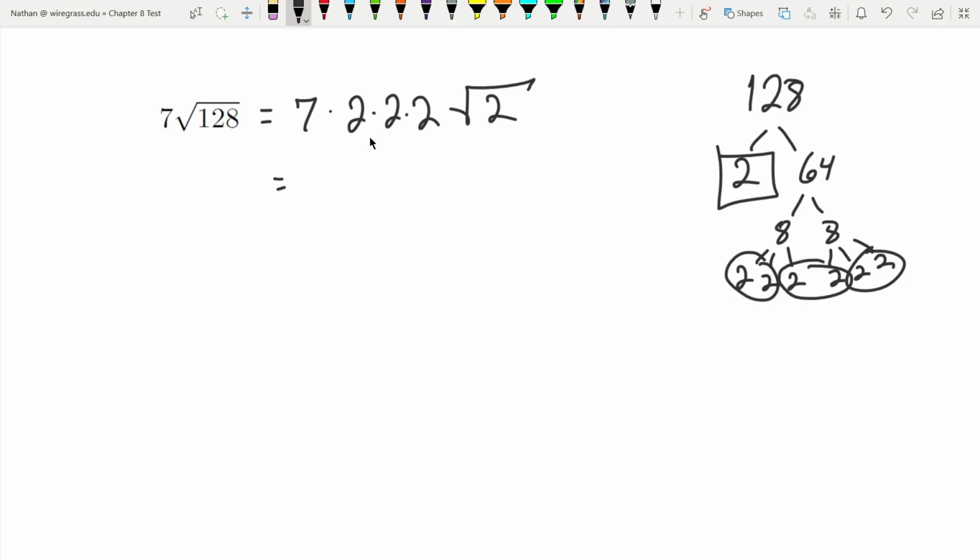This is the same thing as 2 times 2 times 2 is 8. 8 times 7 is 56.